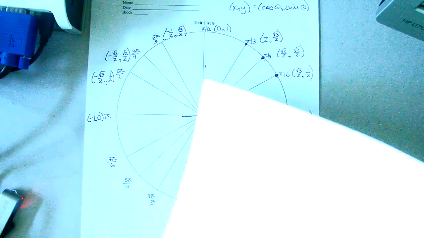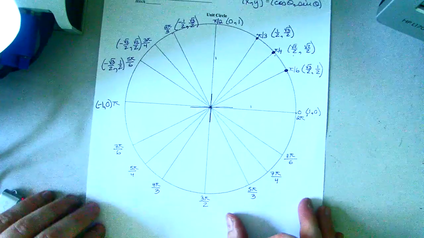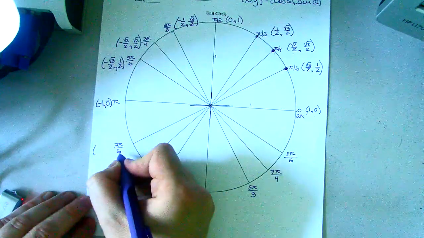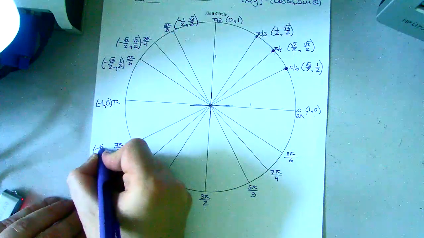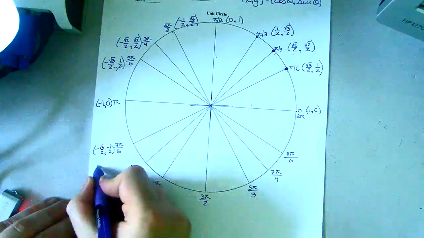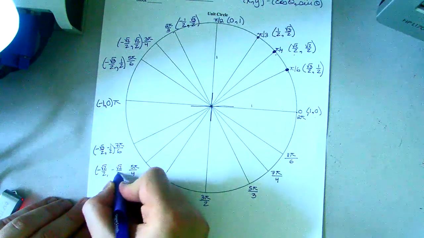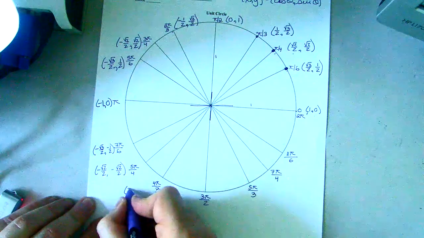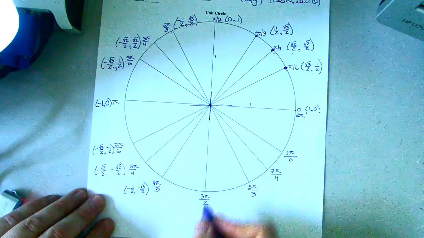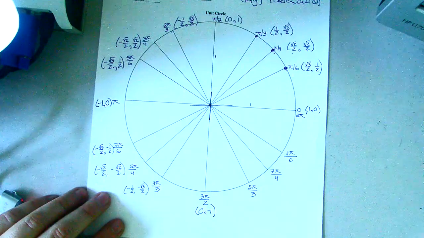Let me continue using this geometry to figure out the coordinates of the angles over here. 7 pi over 6 will have coordinates of negative root 3 over 2, comma negative 1/2. Over here I'm going to be negative root 2 over 2, comma negative root 2 over 2. 4 pi over 3, negative 1/2, comma negative root 3 over 2. 3 pi over 2, 0, comma negative 1.